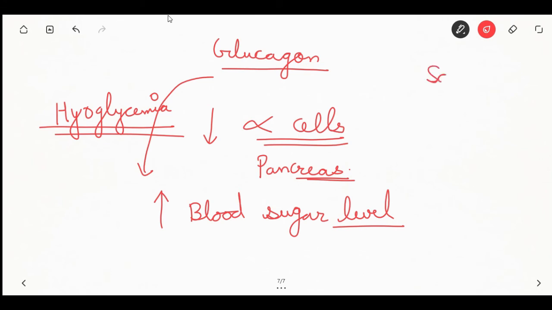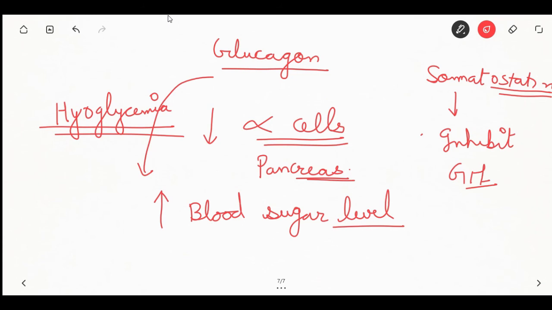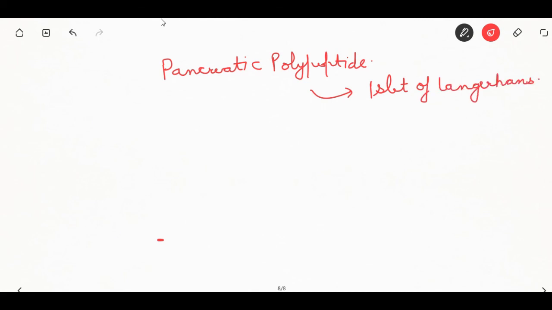Other is somatostatin. It is a growth inhibiting hormone. It is found in the D cells of the stomach and upper part of the small intestine. For exam point of view, you have to remember that somatostatin inhibits the secretion of growth hormone and pancreatic polypeptide. Pancreatic polypeptide is secreted mainly by the PP cells of the islets of Langerhans in the pancreas.